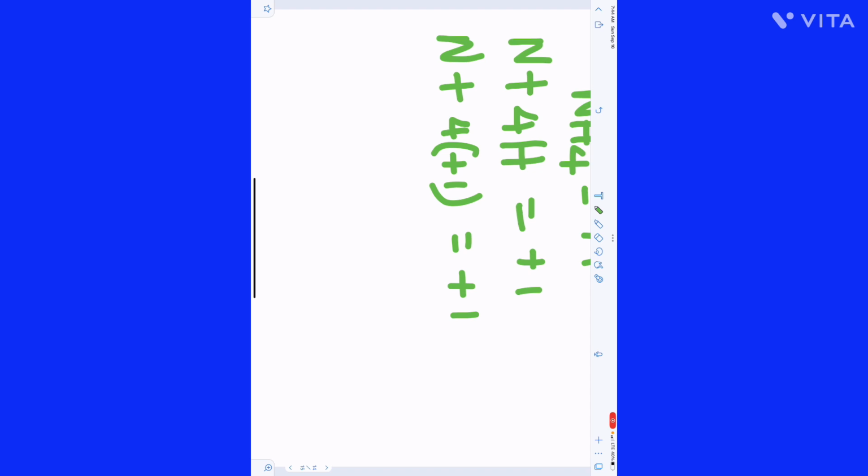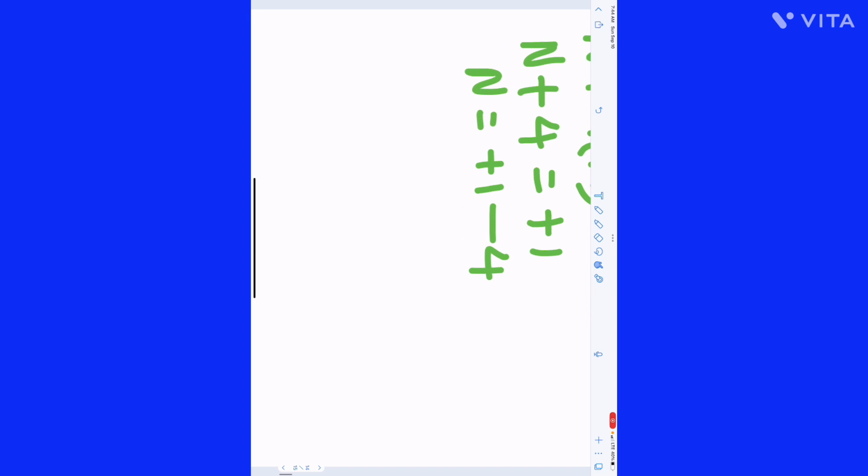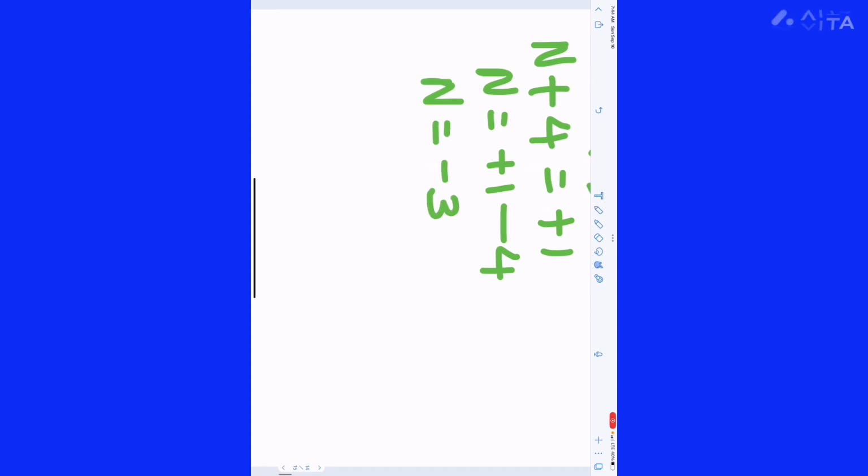So N plus 4 is +1. N is +1 minus 4. That gives you what? N is -3. So we simply call this ammonium ion. Some have special names that don't follow the pattern we use in naming other compounds.